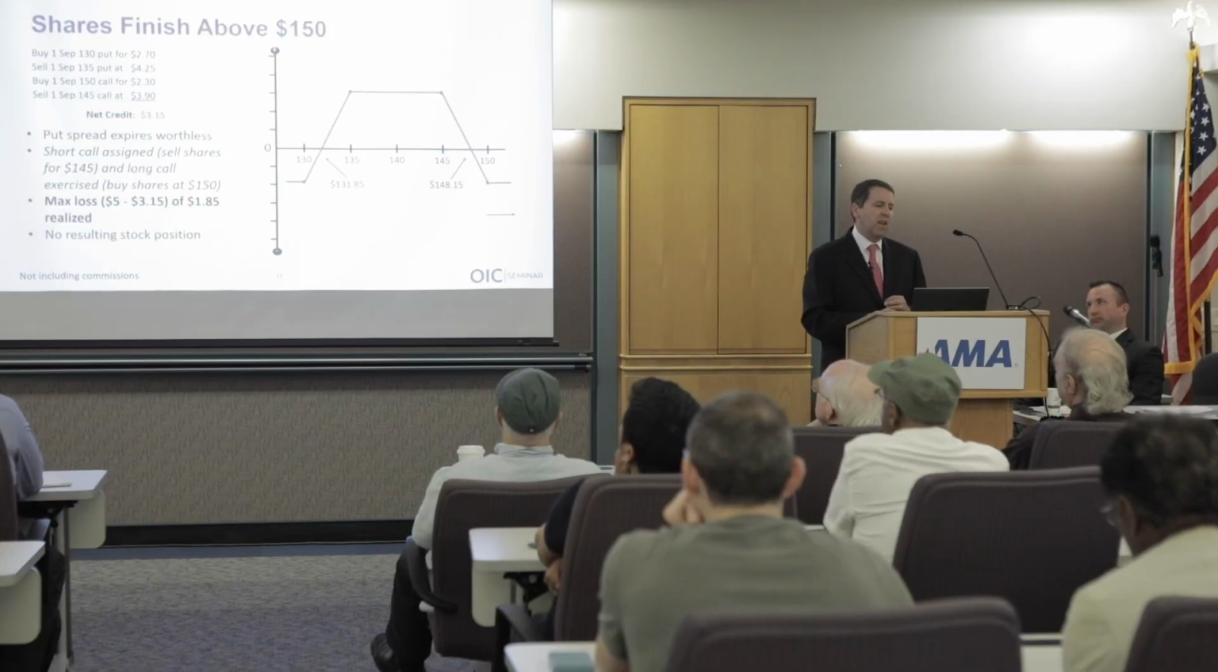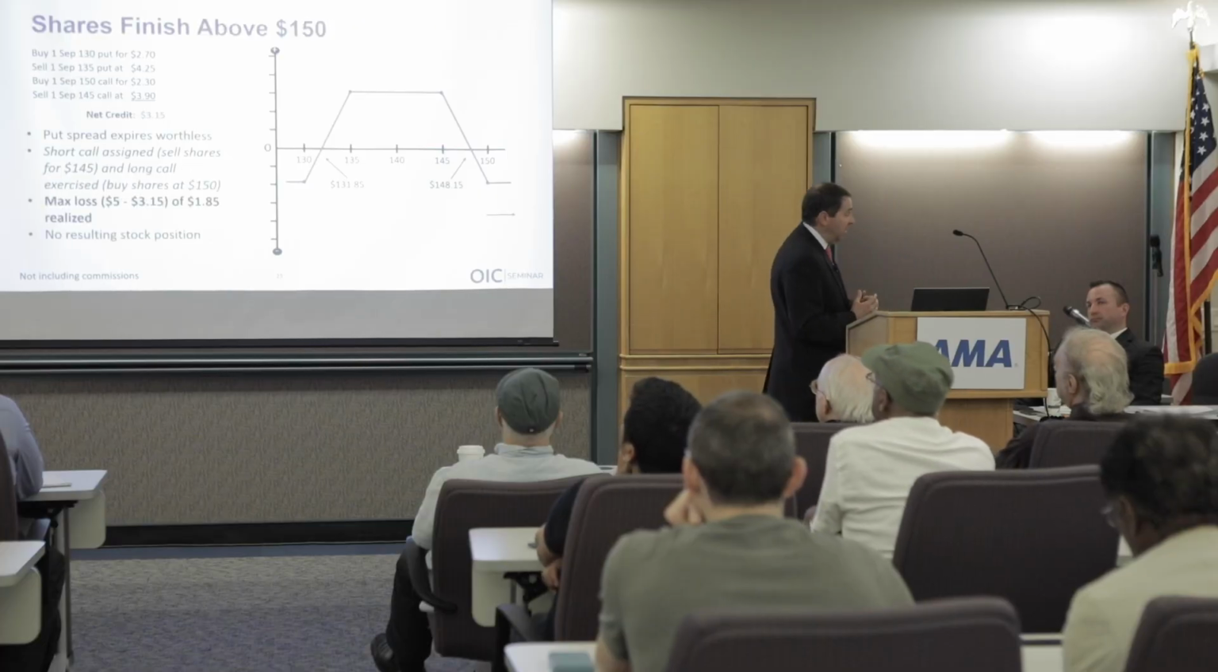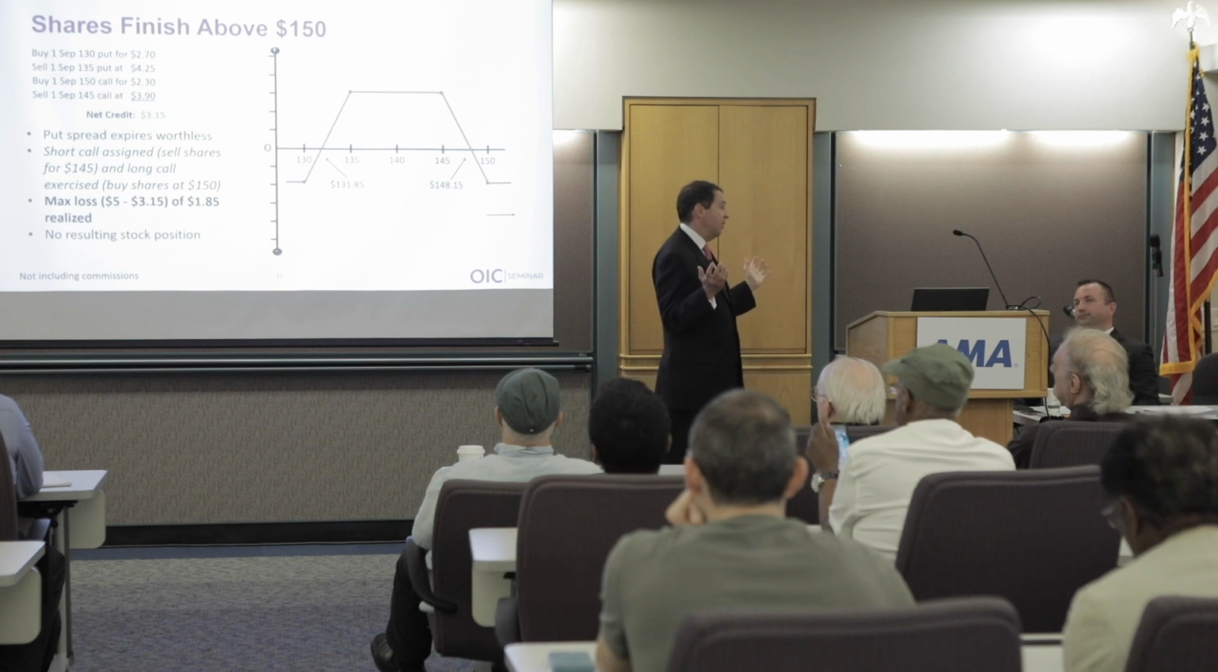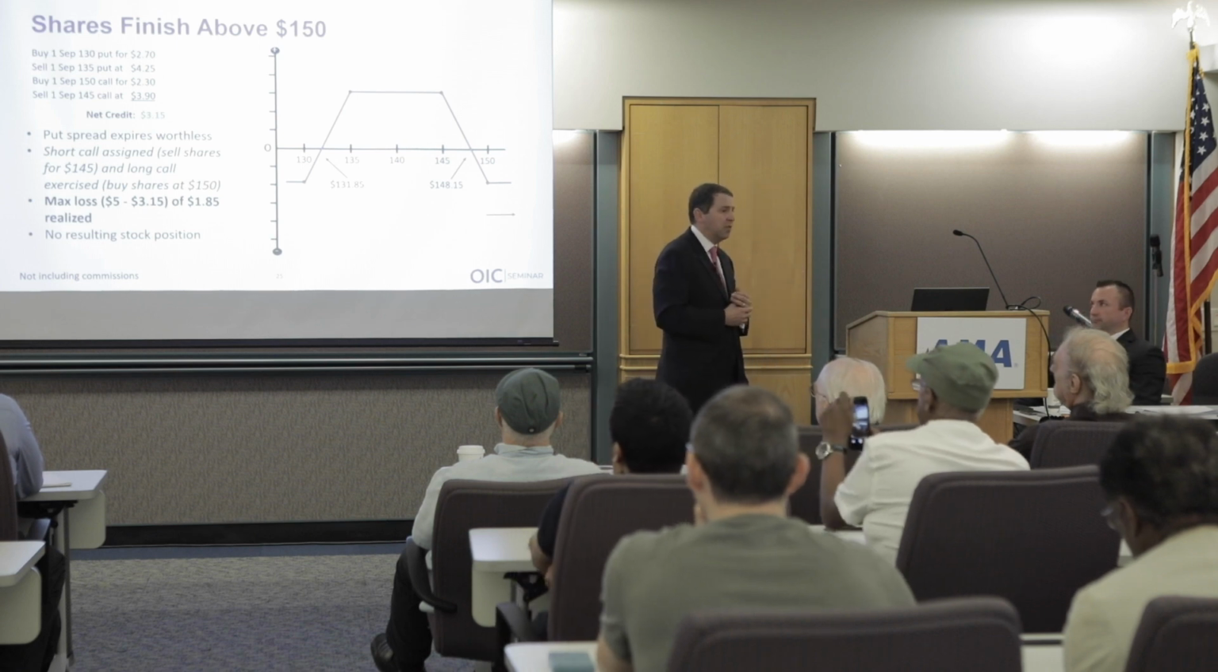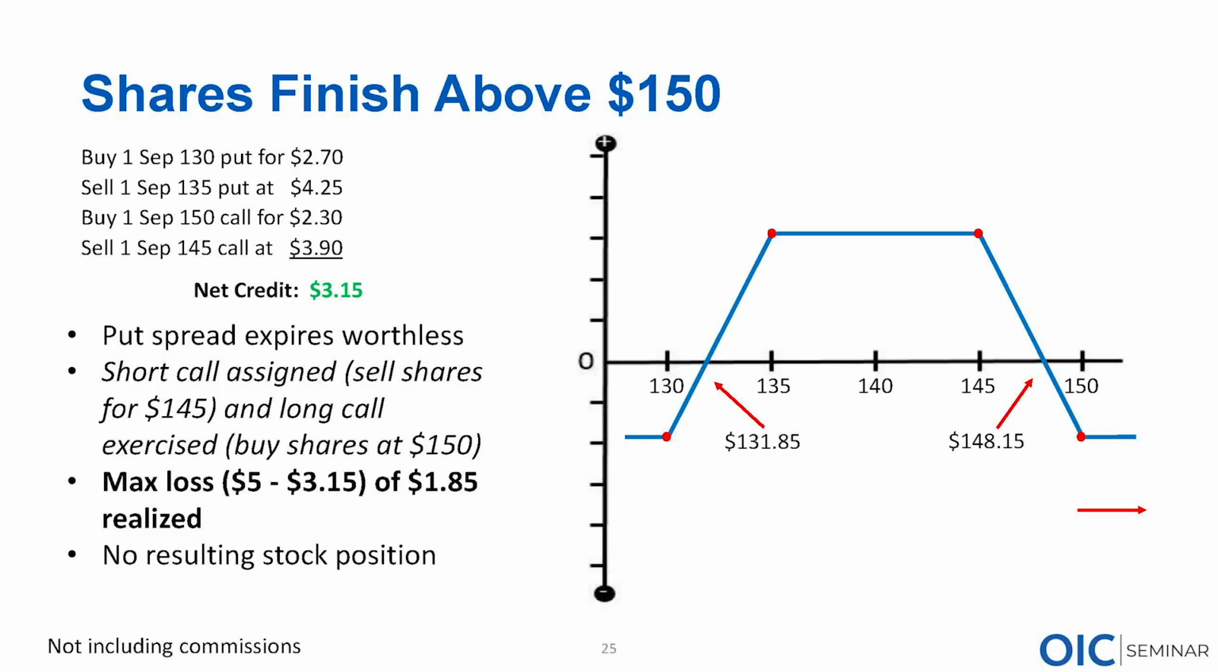A lot going on. Your Iron Condor took off, Ed. We're up above 150 bucks. What happens with this here? We know our left wing expires worthless in terms of the put spread. And now the short call of 145 has been exercised, and the 150 call has been exercised. Your max loss now is 185 bucks.